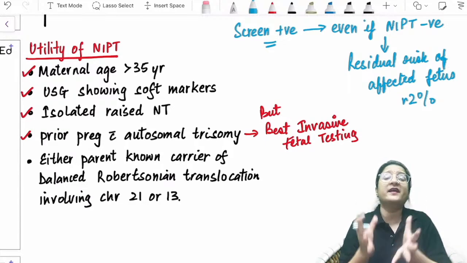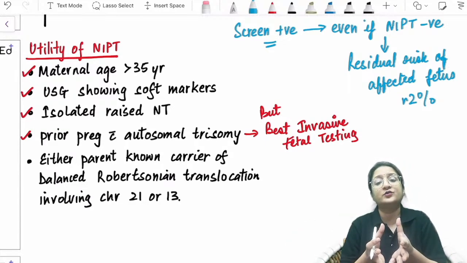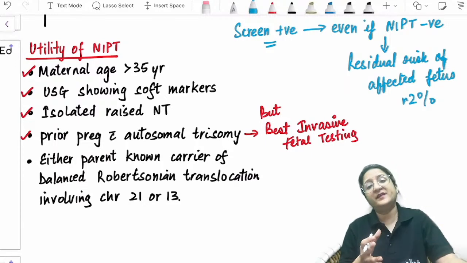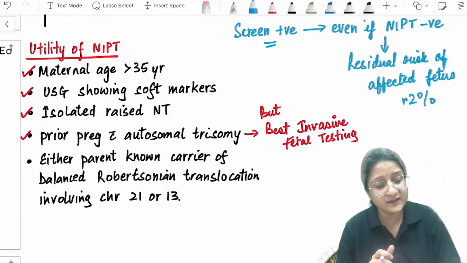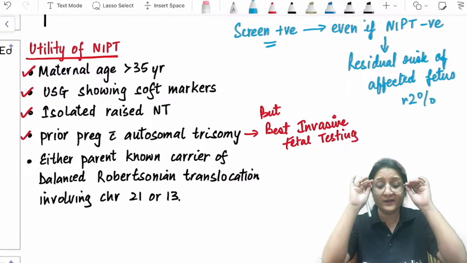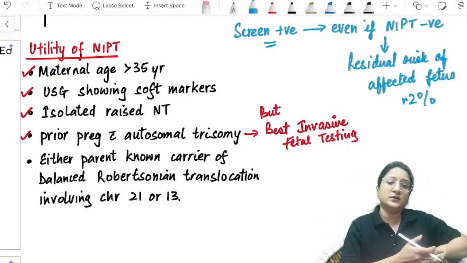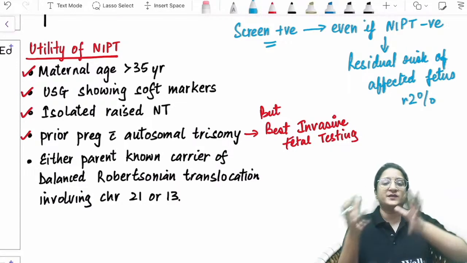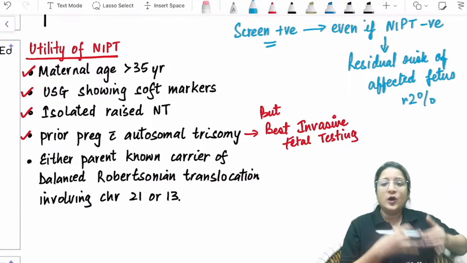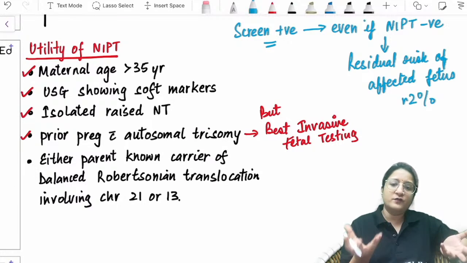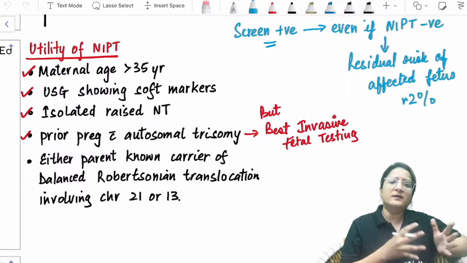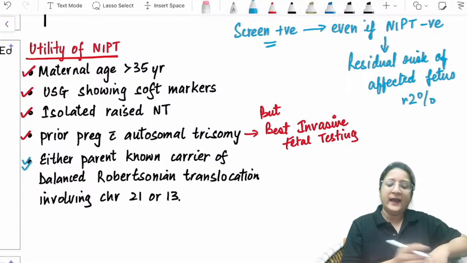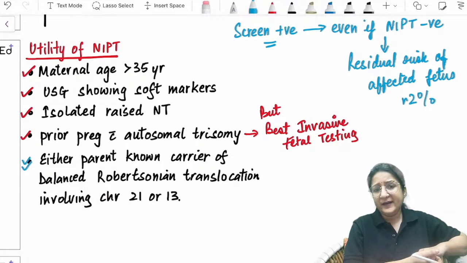So all in all, the best way to confirm whether a fetus is affected by Down syndrome or not is by invasive fetal testing and karyotyping, right? And then last situation, either parent is a known carrier of balanced translocation, balanced Robertsonian translocation involving chromosome 21 or 13, because these translocations can be transmitted to the offspring. And then the offspring can have unbalanced translocation, and the offspring could have an extra 21 chromosome material, right? So in that situation also, we can go for NIPT. That's fine.